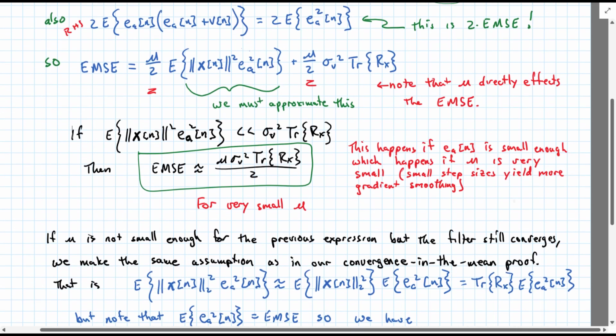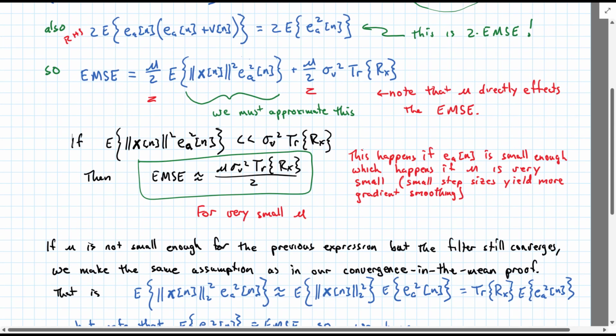Okay, so how do we approximate that value? Well, if EA is small enough, and this can happen if we have a very small mu, because the EA represents the misadjustment error, and with a small mu we've just shown that we can adapt. So we're going to assume that EA is small. So with a very small mu, the first term in our expression is going to be much smaller than the second. And so we can just approximate the excess mean squared error for a very small mu as mu times the variance or energy of our unavoidable error times the trace of the autocorrelation of our input, all divided by 2.